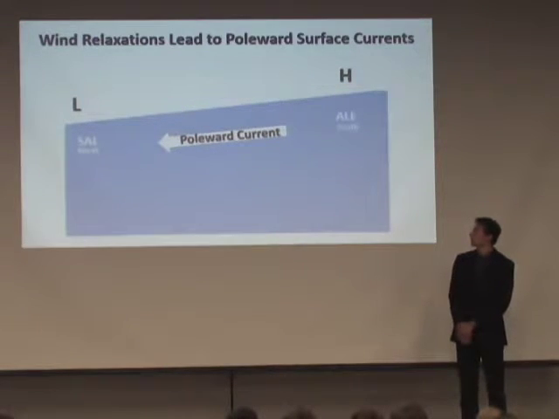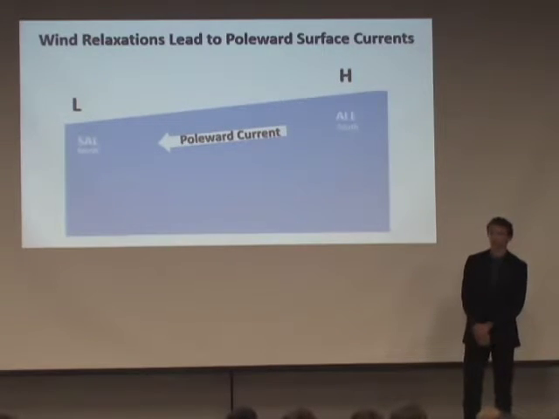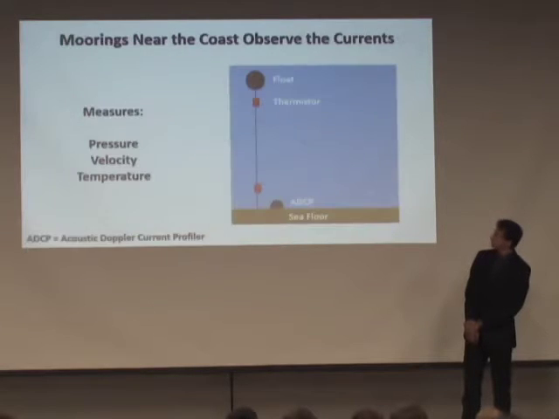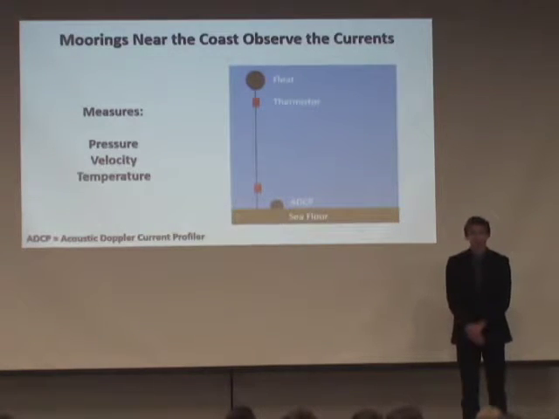And thus, it'll attempt to go back to equilibrium where the two heights are the same. And this is what drives these poleward flows. So to get measurements on these poleward flows, we used what's called oceanographic moorings.